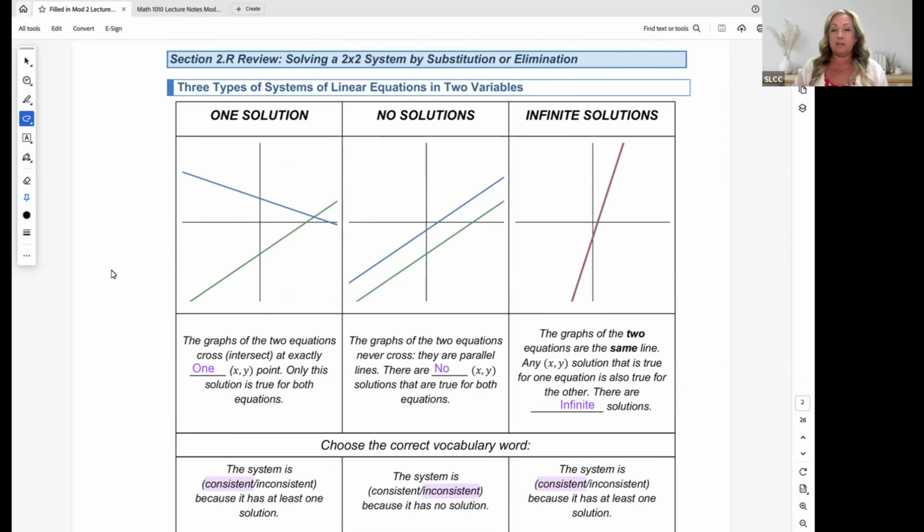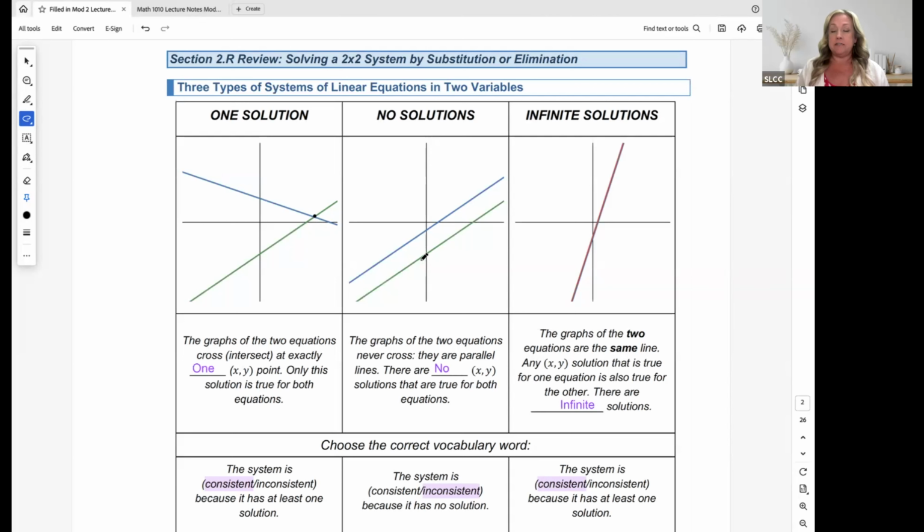First off, let's look at the three types of systems of linear equations that we might find. When we have two-variable linear equations, in the first one here, one possibility, if we were to graph these two lines, is that they would meet at exactly one point. So when you're filling in here, the graphs of two equations cross or intersect at exactly one point. Only this solution is true for both equations.